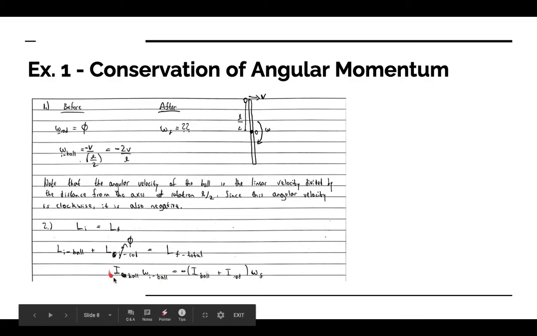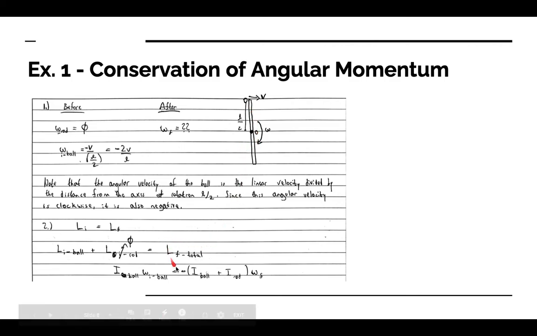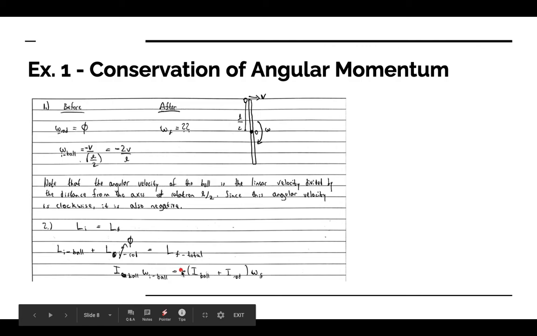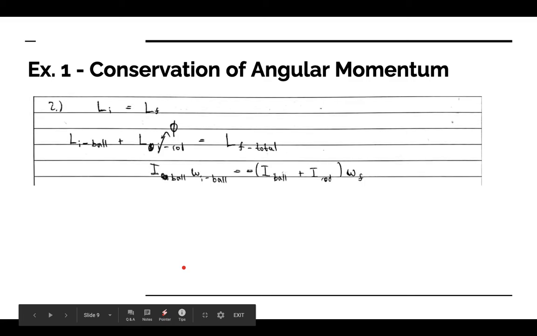So as a result, we're going to have the moment of inertia of the ball times the initial angular velocity of the ball equals the negative of the moment of inertia of the ball plus the moment of inertia of the rod, times the final angular velocity. So we have to add the two moments of inertia together just as we would add masses together. And then you may ask, why is it negative right here? Well, again, our system after the collision is going to be rotating in the clockwise direction, so our final total angular momentum is going to be negative. Hence, we have a negative sign right here. All right, so this is where we left off.